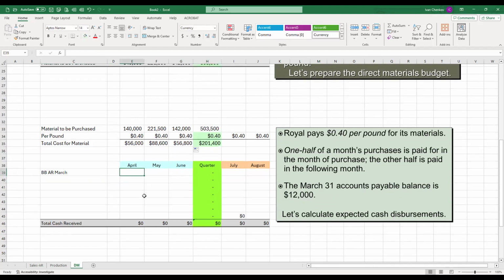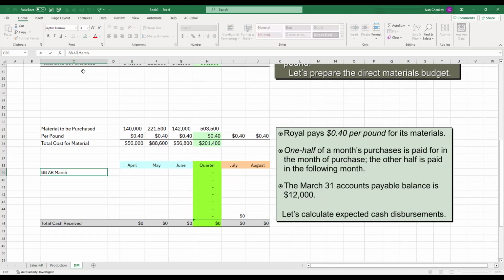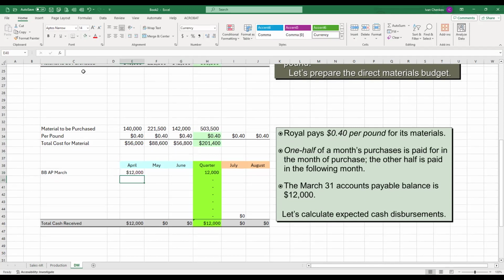What are we going to pay first in April? First, we're going to pay our outstanding balance on accounts payable for March. How much is that? 12,000. 12,000 is the first amount that we're going to pay. What else are we going to pay in April? April month, 50. How much? Only 50%, right?